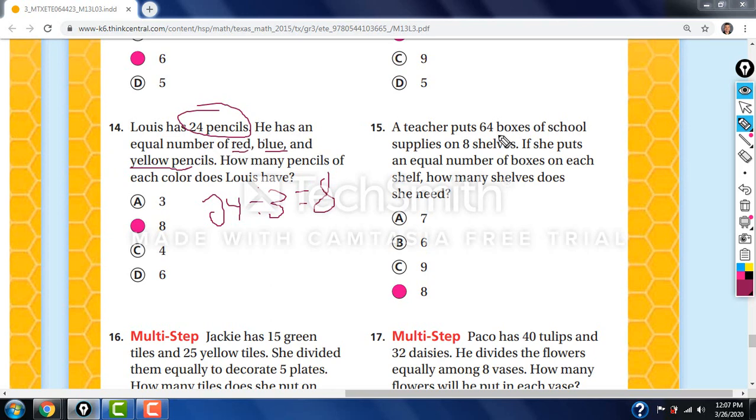Okay. The next one, the teacher puts 64 boxes of school supplies on 8 shelves. If she puts an equal number of boxes on each shelf, how many boxes does she put on each shelf? So where's your number? 64 boxes. There's 8 shelves. So what does your division sentence look like? Malak? Good. 64 divided by 8. You're also so smart. You all are so smart. 8 times 8 equals 64.